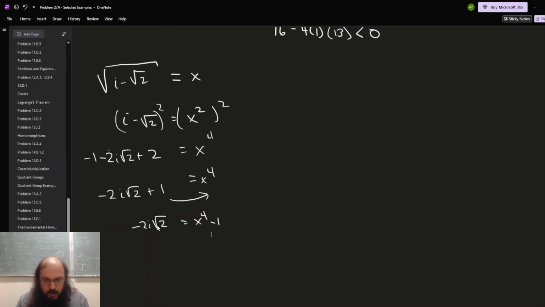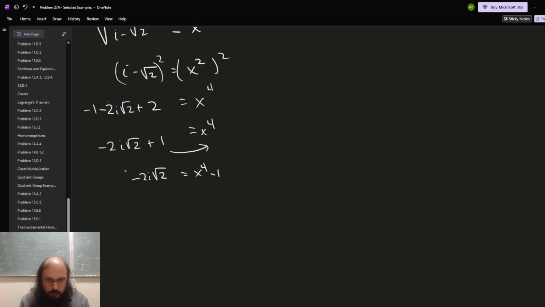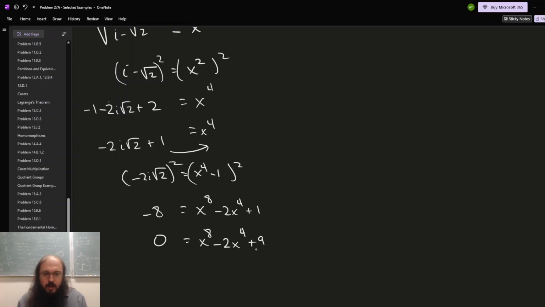And now lastly, if I square both sides one last time, I can get rid of this complex imaginary and otherwise irrational stuff, where this side becomes x to the 8 minus 2x to the 4 plus 1. Here, this minus goes away. I get 4 i squared, which is a new minus 1, so minus 4 times the square root of 2 squared is 2. So minus 4 times 2 is minus 8. So this gets me x to the 8 minus 2x to the 4 plus 9 equals 0. And I found a polynomial.